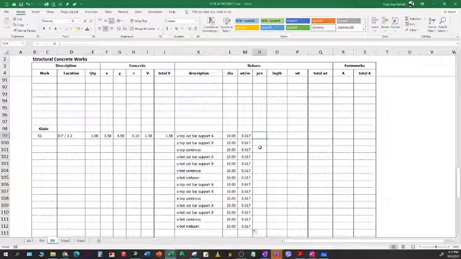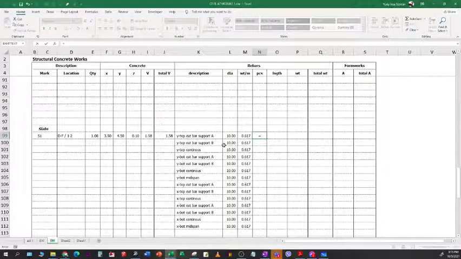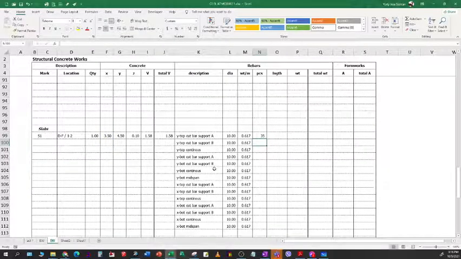So since the spacing is 100, we look at the short direction, which is 3.5 divided by 100 or 0.1, because the units here are in meters. So 0.1. So there are 35 pieces of cut bar in the Y direction. Now that is in support A.